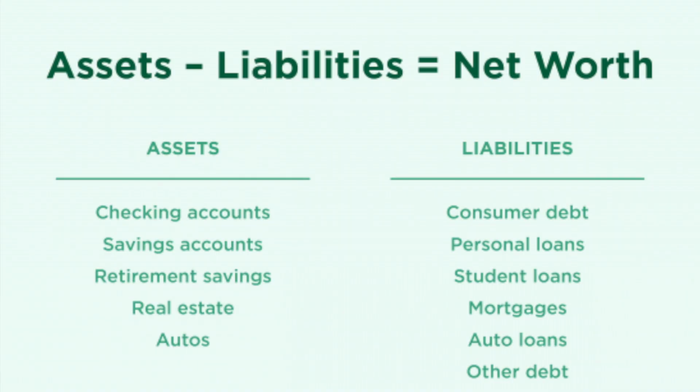Now you may be asking yourself, Sean, what is a net worth? What does that mean? Basically, it's what you own versus what you owe. So that means your assets, what you own, versus your liabilities, what you owe. So the way to really calculate your net worth is to take all your assets, add them up, and subtract all your liabilities. So everything you own minus everything you owe.